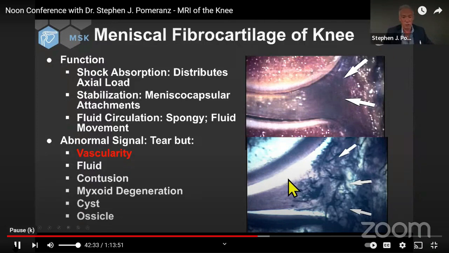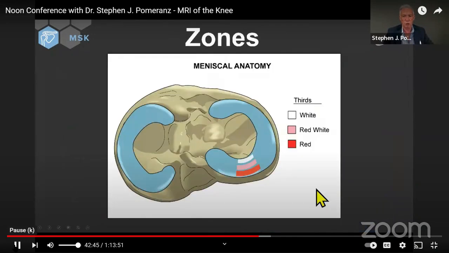It can be contused. You can have meniscal degeneration. You can have intrameniscal tears, especially in discoid lateral meniscus. You can have meniscal cysts. You can even have bleeding into the meniscus that results in ossification, a so-called meniscal ossicle.